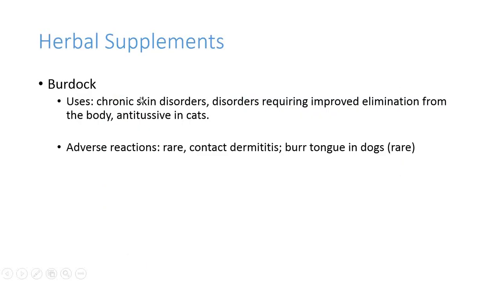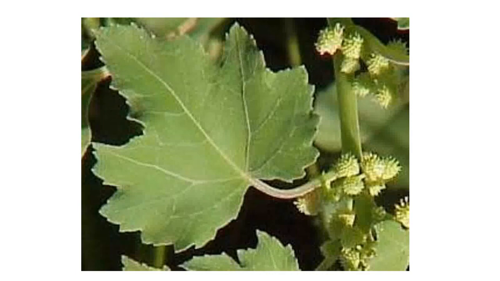Burdock, interesting, used to treat chronic skin disorders. It's used as an antitussive in cats. Again, there is limited research on this in herbal supplement books. So for what it's worth, I would look at the dosage if you're interested in this. Adverse reactions are rare. It can cause what's called burr tongue in dogs, which is kind of like a film on the tongues of dogs. Here's burdock.